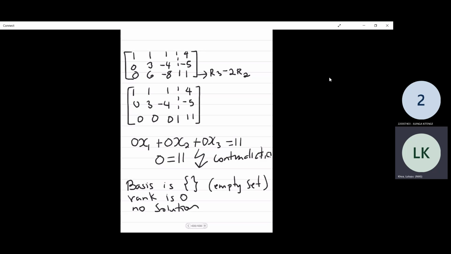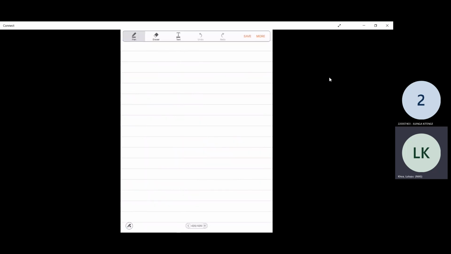That is solving a system using Gauss elimination, and then also working out the rank and the basis of a matrix. So these are all questions from your textbook, exercise 6.1. So we start with number 1.